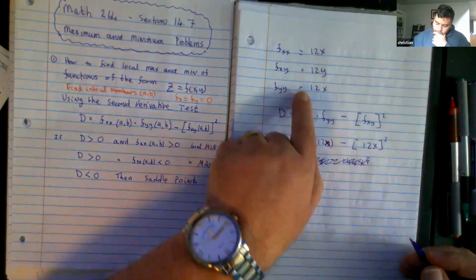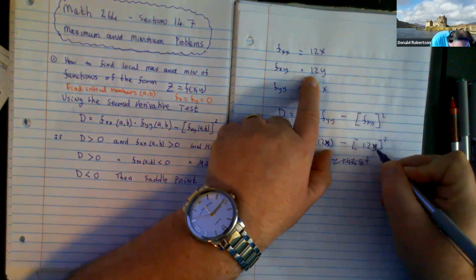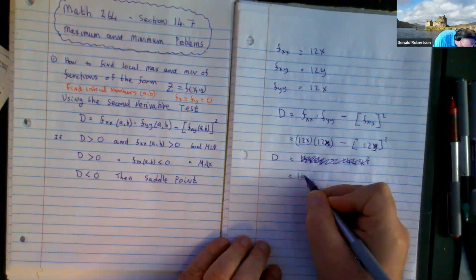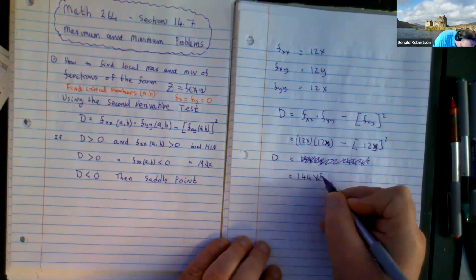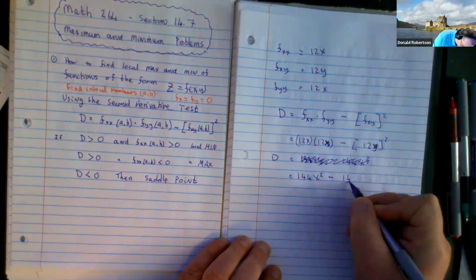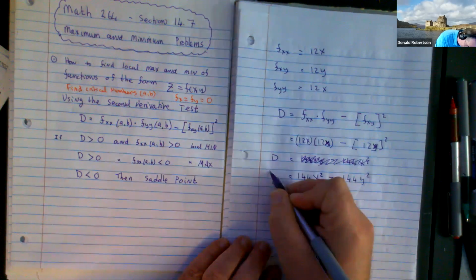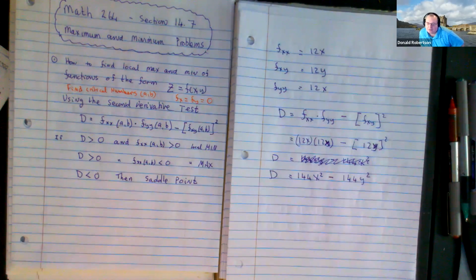And f of xy is 12y. Right, so you are right. It's 144x squared, take away 144y squared. That's kind of a pretty answer. Okay.